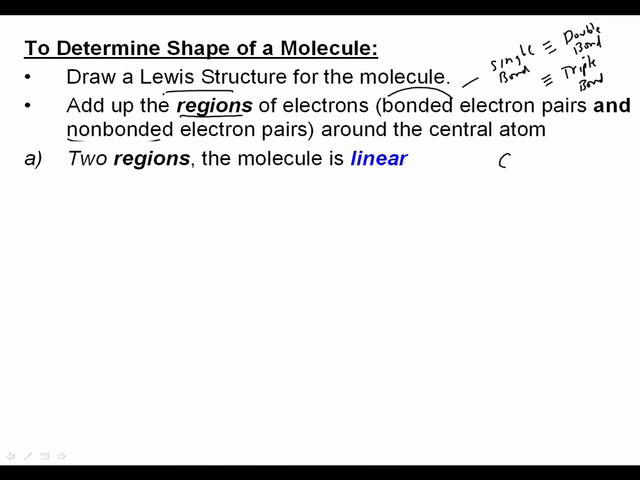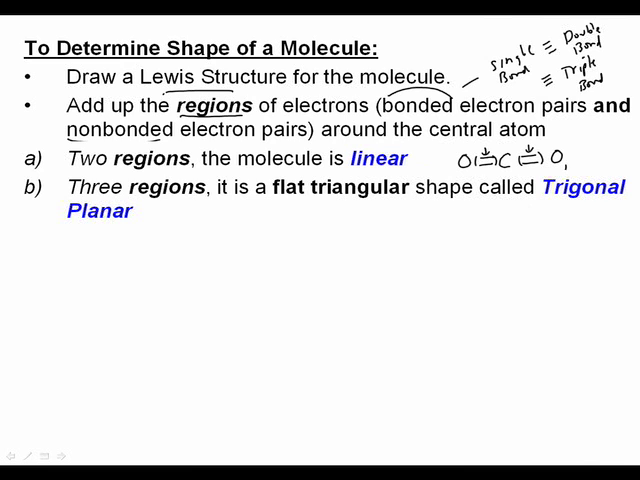Let's look at carbon dioxide. All right, I have one region of high electron density right here, this whole double bond, and another one over here, the other double bond. Okay? So I have two areas of high electron density. In order to get these guys as far apart from each other as possible, we want 180 degrees between them. Three regions. This is a flat triangle called trigonal planar.